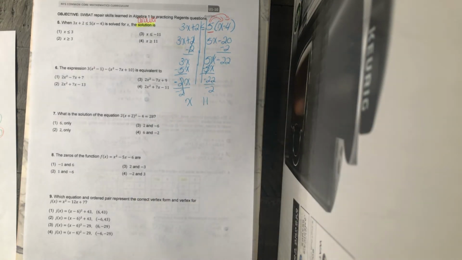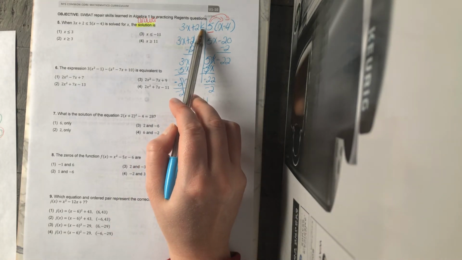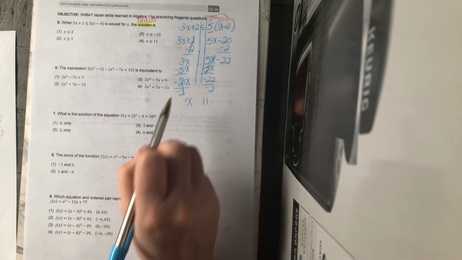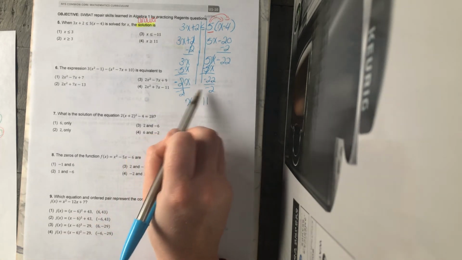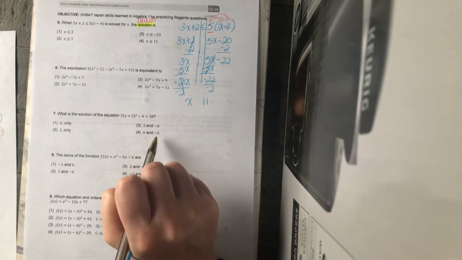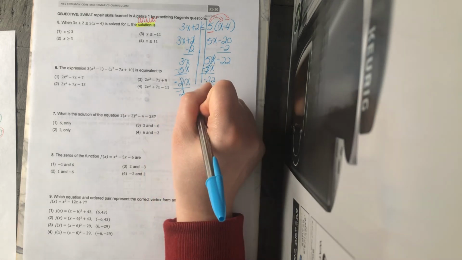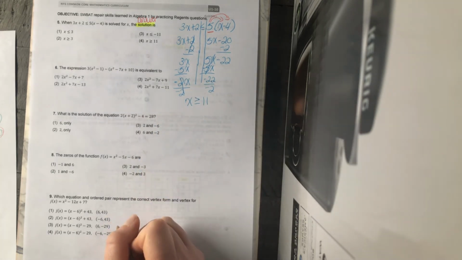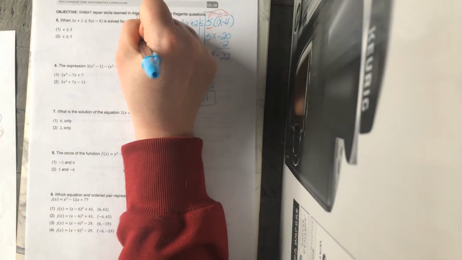Now the only rule you have to remember is when you have an inequality, you're going to flip it if you divide or multiply by a negative. Did we divide by a negative here? Yes. So is my inequality going to flip? Yes. So now it will become x is greater than or equal to 11. Okay, and that should have been choice 4.